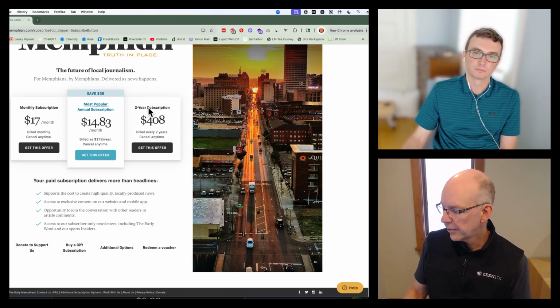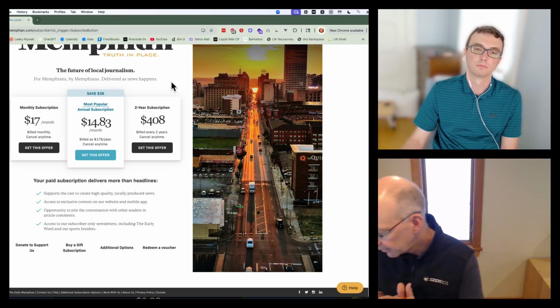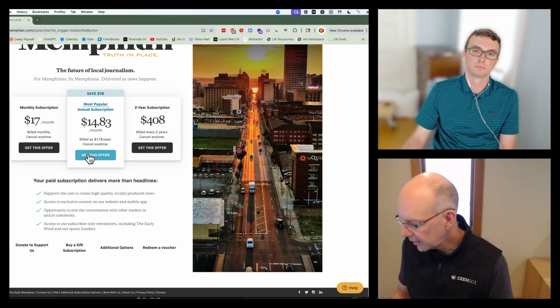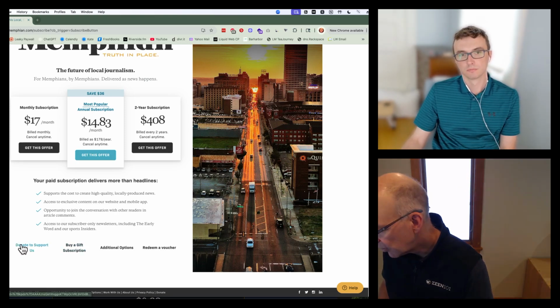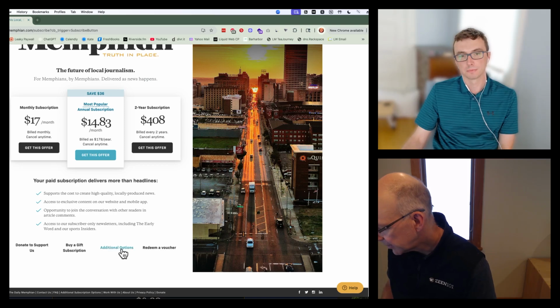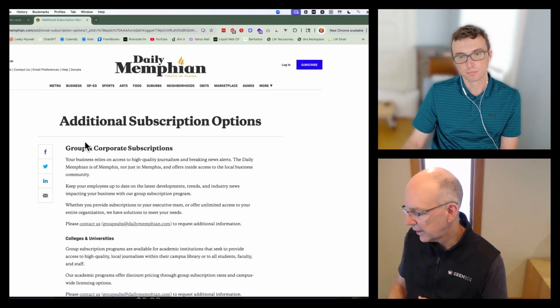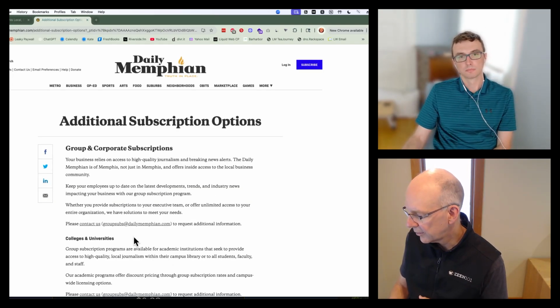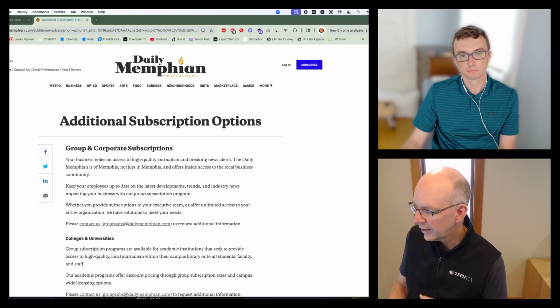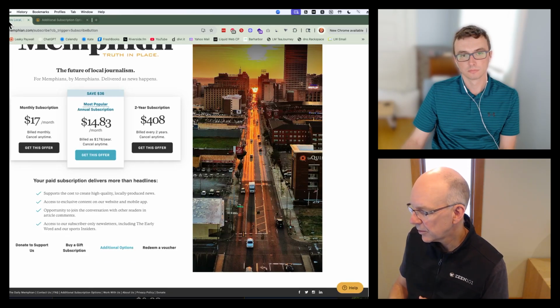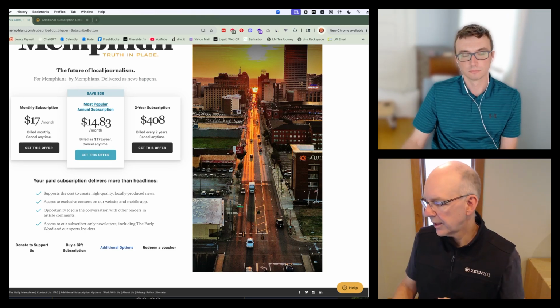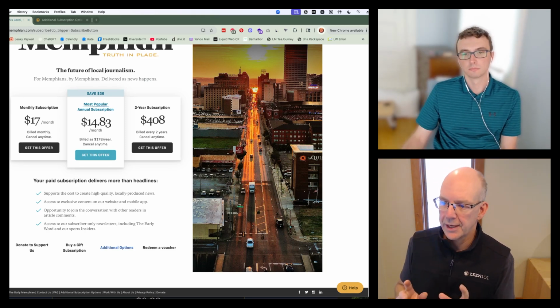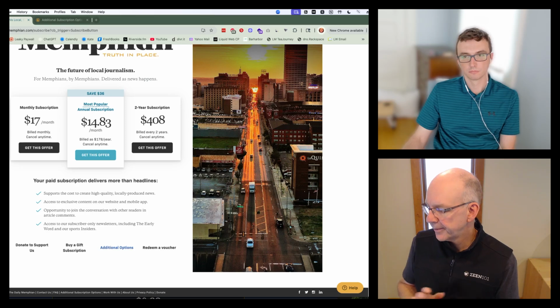That could be the third card, depending on what your lean is. And you can see here, if you're looking at the website, you have gift subscriptions here, you have donations here. There's some additional options here. Here's the group and corporate, colleges and universities. So I'd say their subscription landing page is pretty decent. This would be a good one to look at and think about the products that you sell.